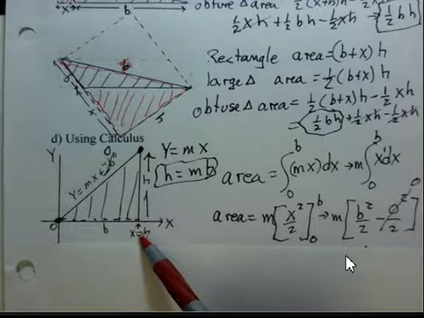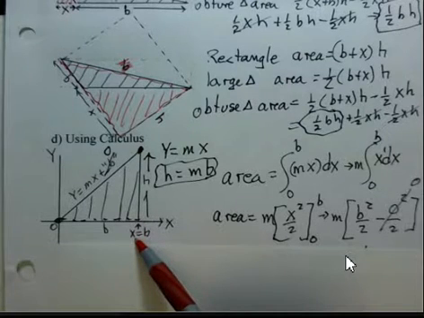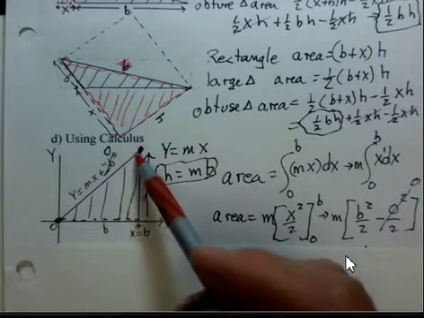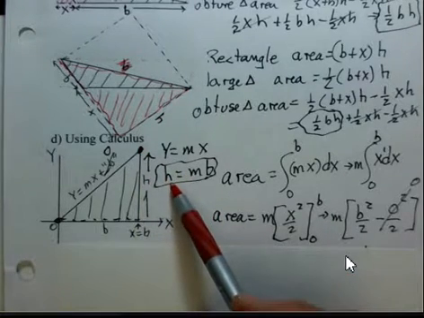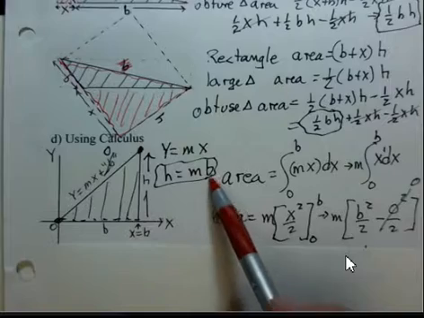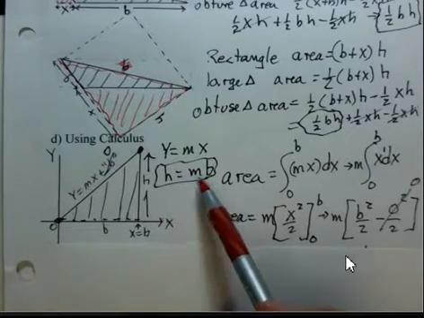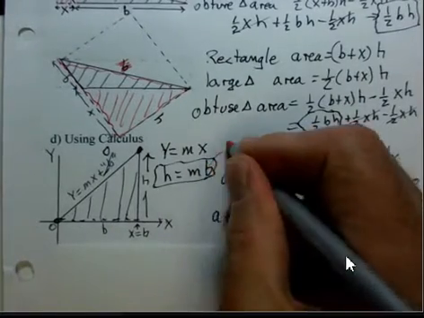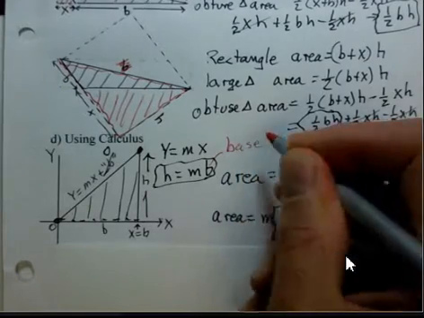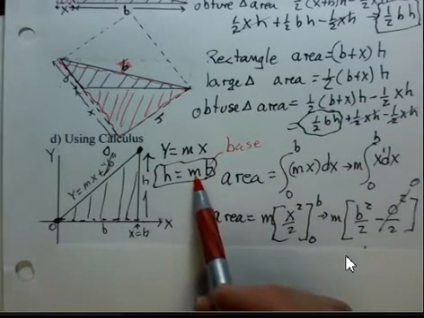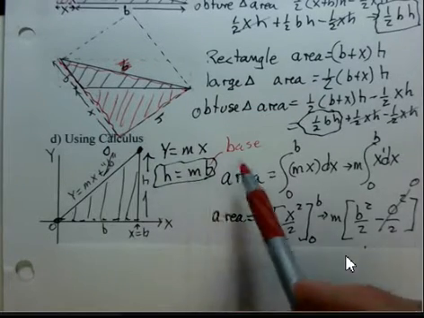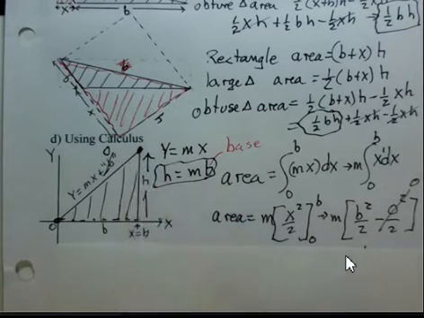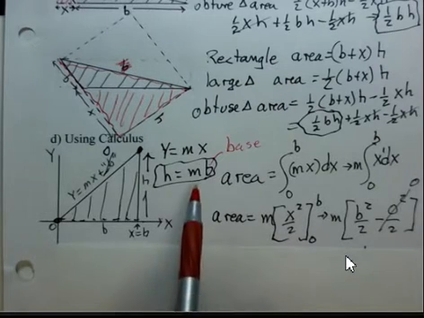In the case that x is equal to b, the height, that's our y value, would be calculated by h equals m times b. This b is the base, and m is the slope of this line. So that's our h value. We'll get back to this in just a minute.